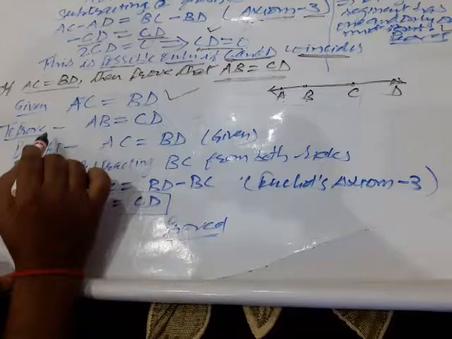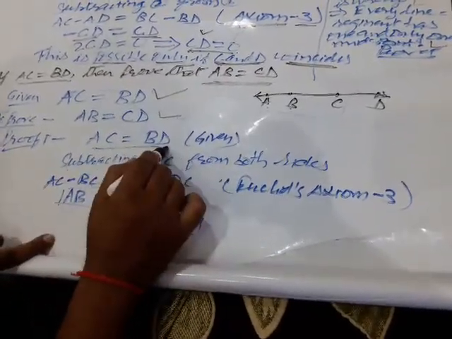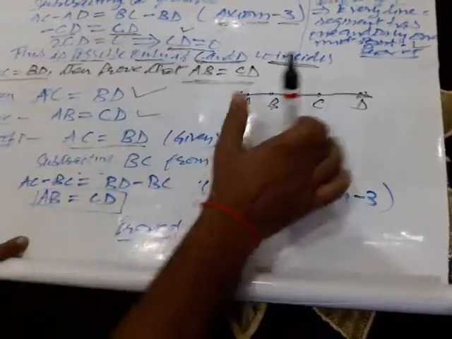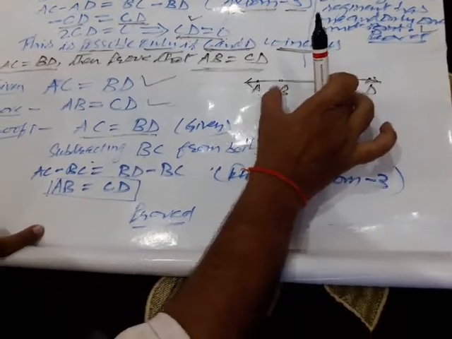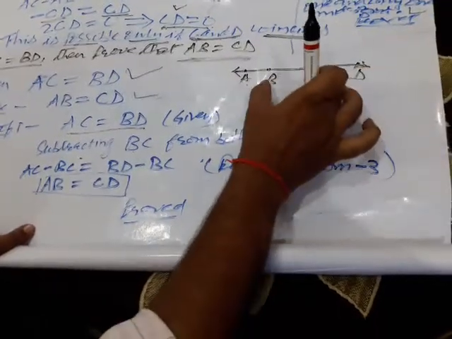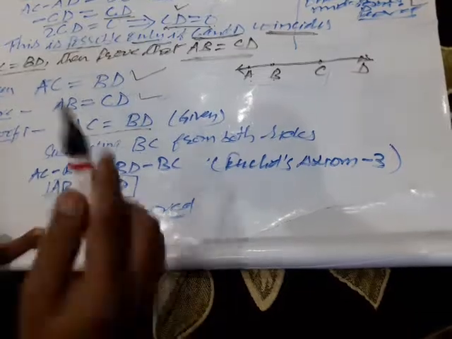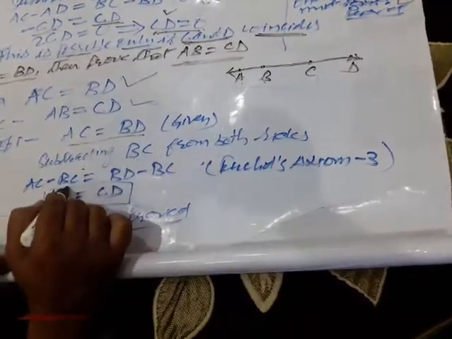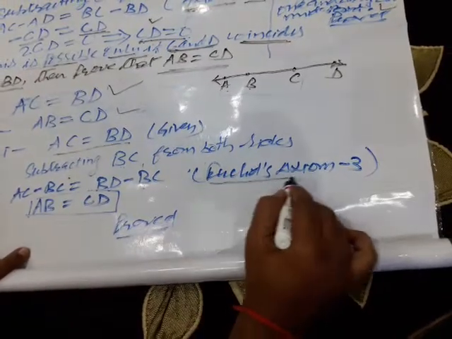AC equals BD, given. To prove AB equals CD, subtract BC. See the situation. AC is this distance, BD is this distance. This BC is common in both the distances. This is AC, this is BC. BC is involved in both the distances, so let us remove BC from both the sides. Subtracting BC from both the sides, AC minus BC equals BD minus BC. This is again Euclid's axiom 3.